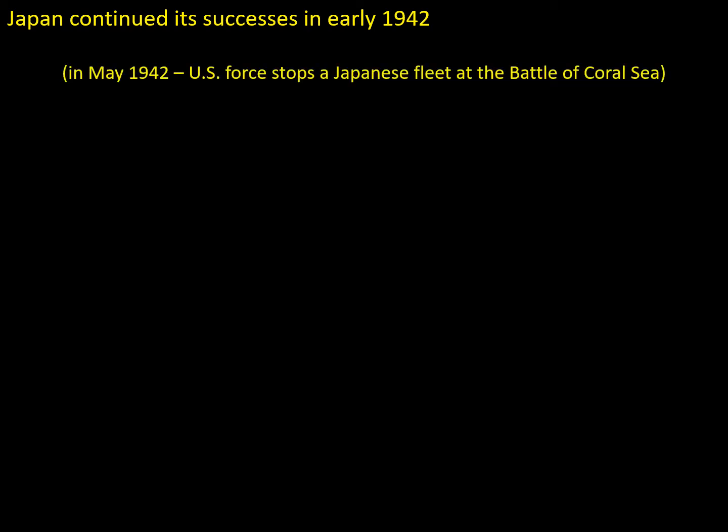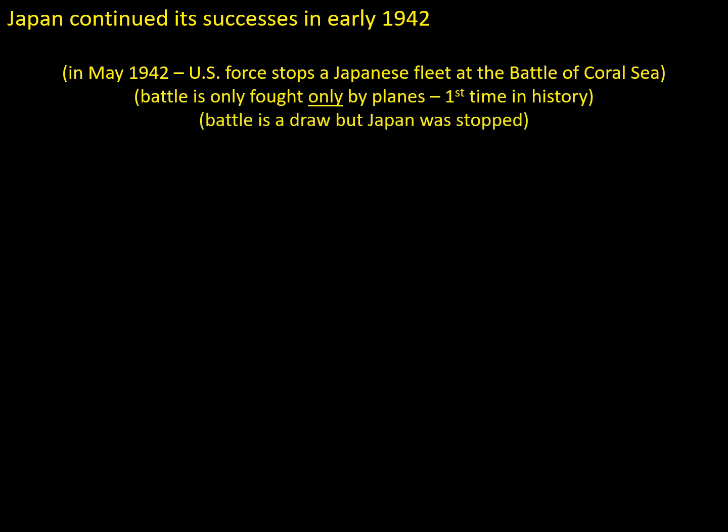Now, Japan continues its success in early 1942. In May, the U.S. forces stop a Japanese fleet at the Battle of Coral Sea. Now, this battle is only fought by planes. It's the first time in history where neither side, neither fleet that is, saw the enemy. The battle is a draw, but Japan was stopped.